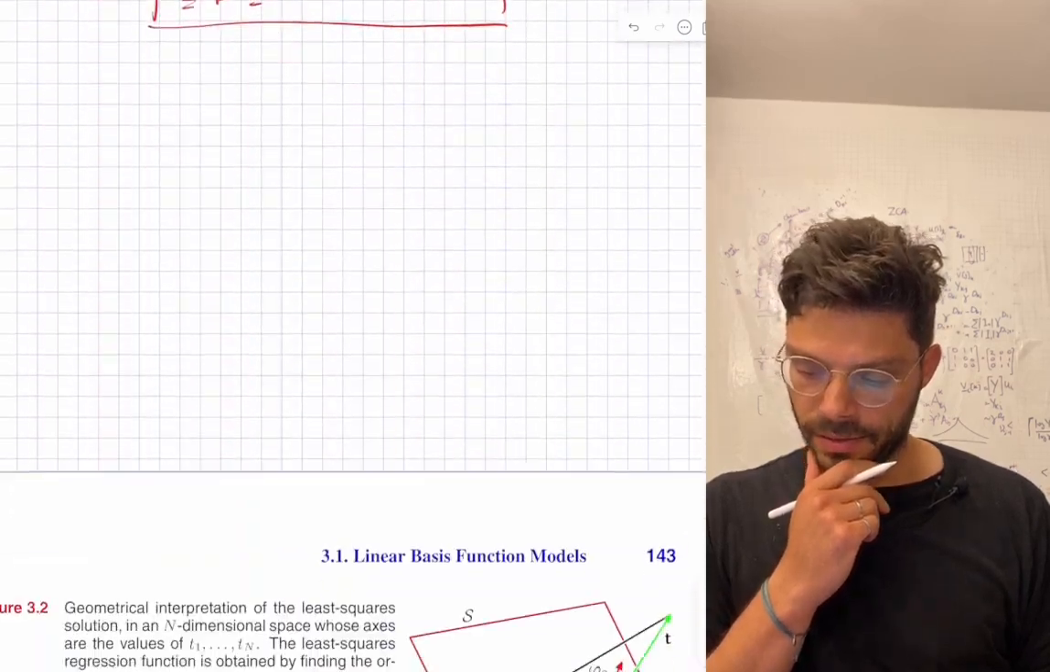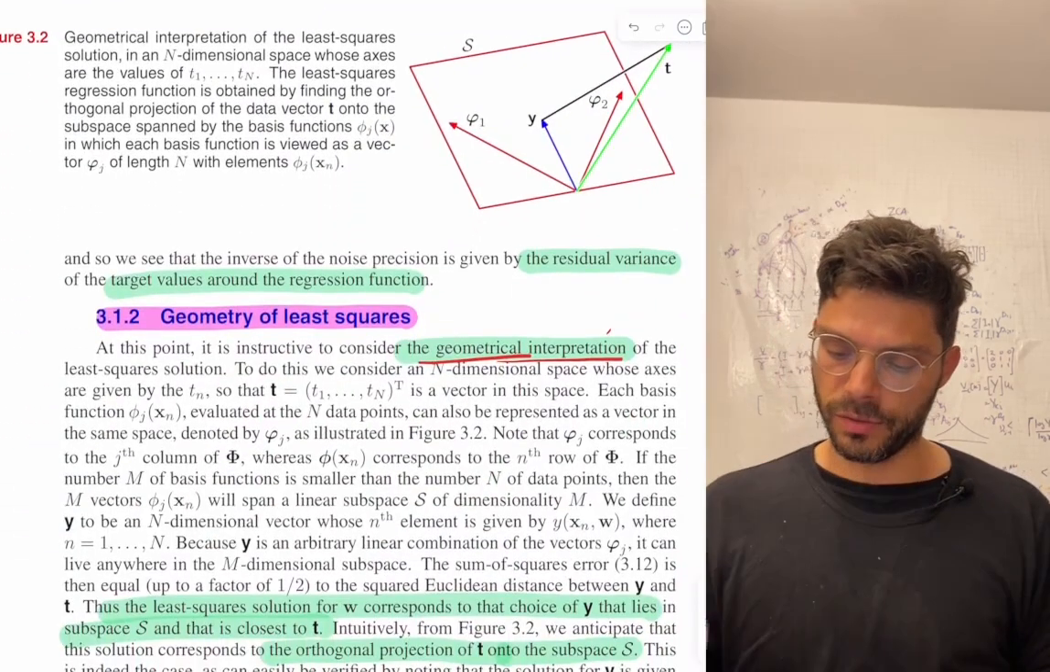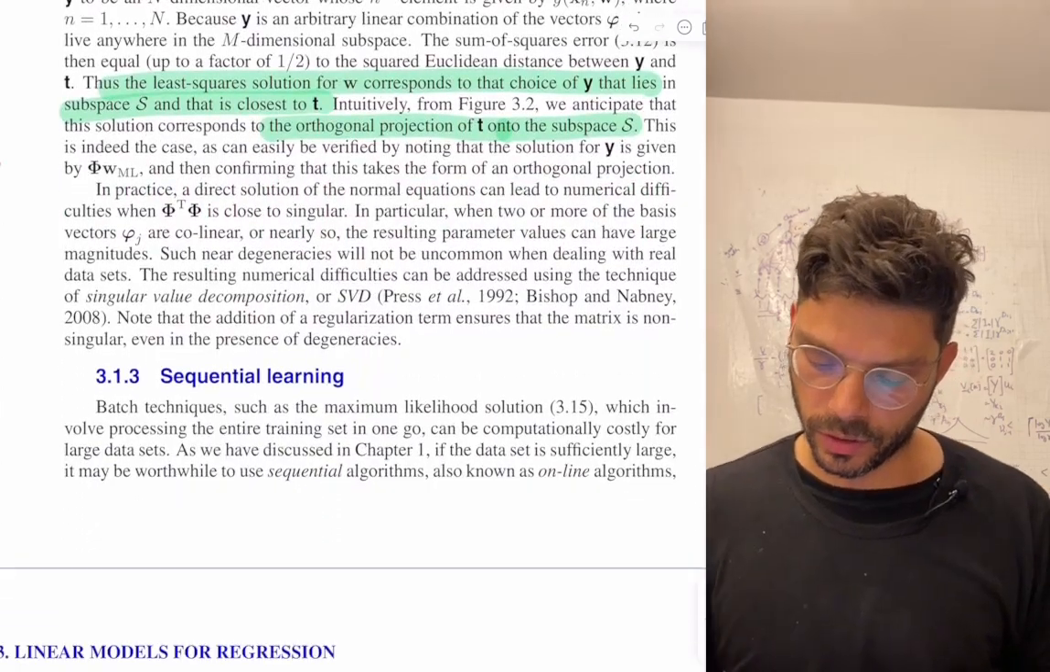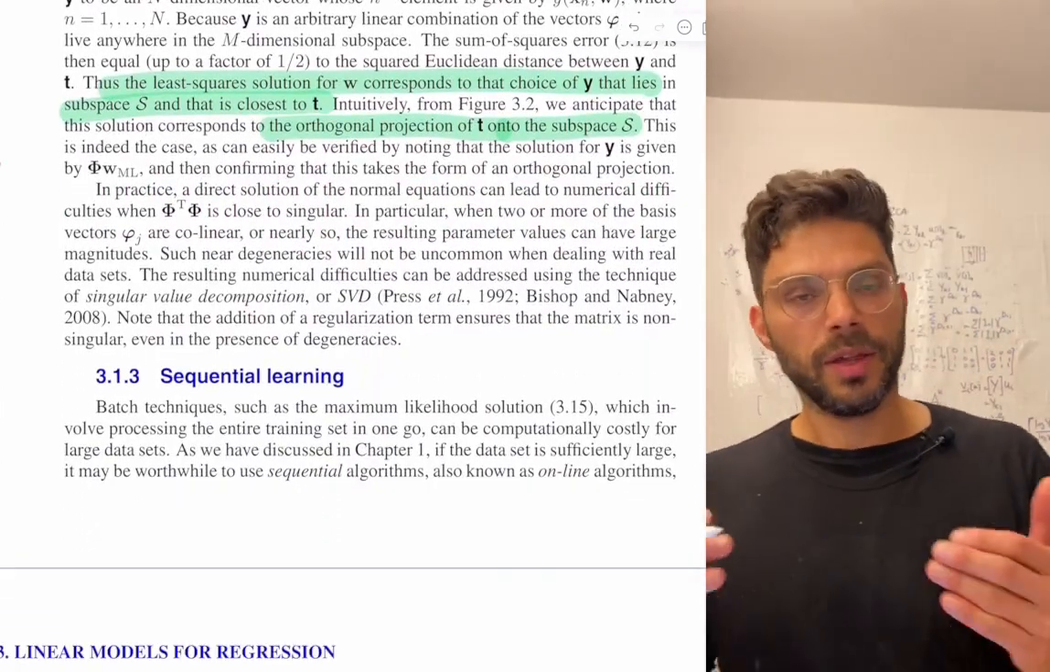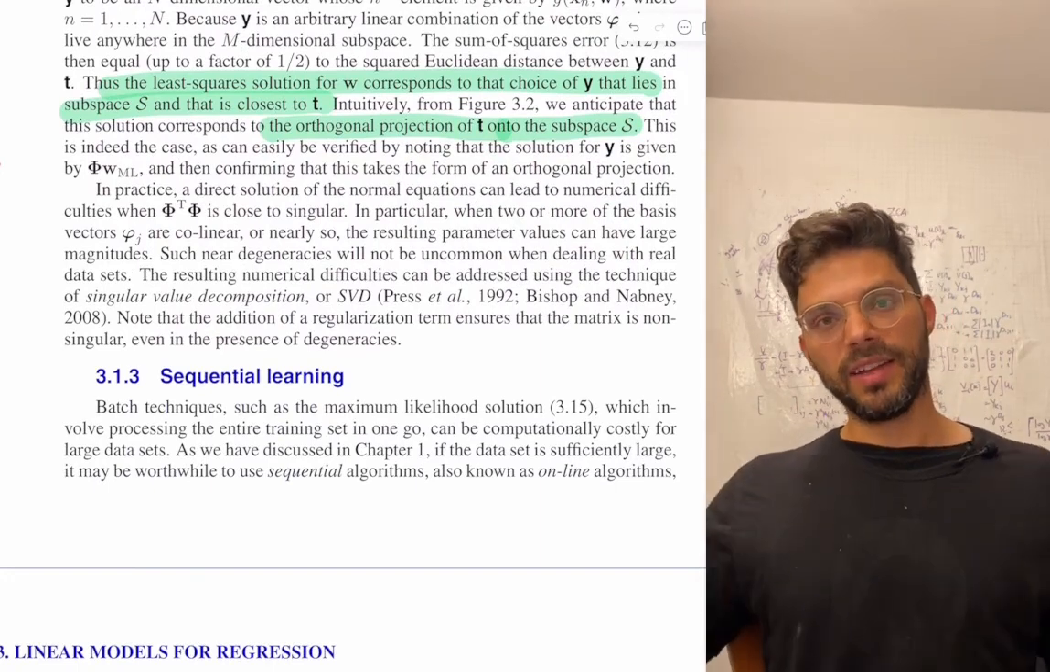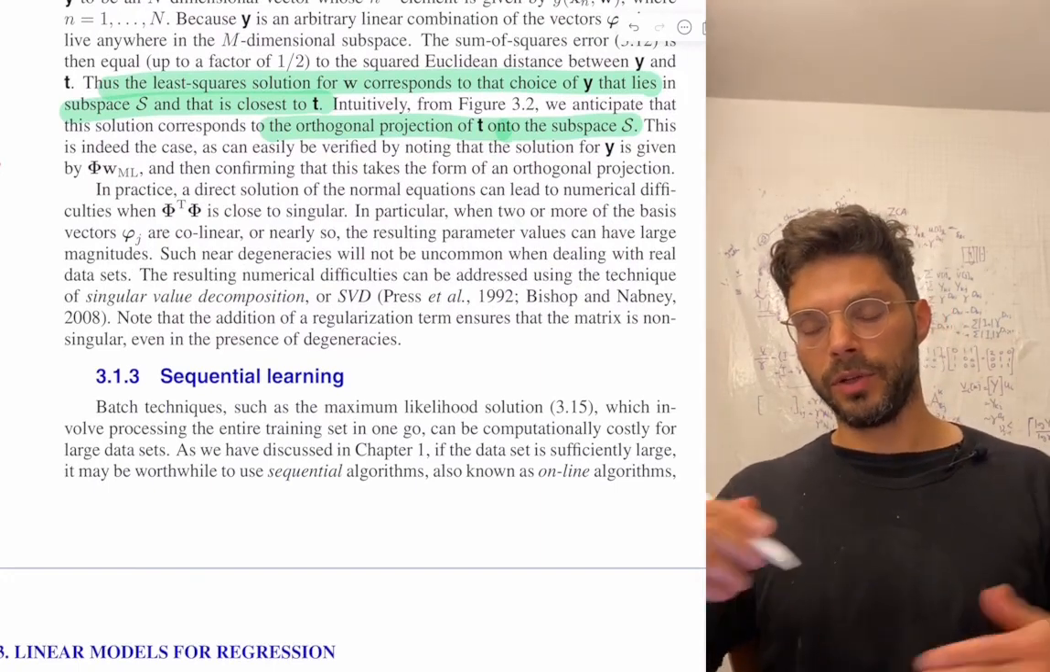Okay, so I think that was that, and now we're going to skip this section for now and go to sequential learning. So how to do this? We did this all in batch, right? We had the entire data set. So now let's try doing this. Can we do this on the fly?